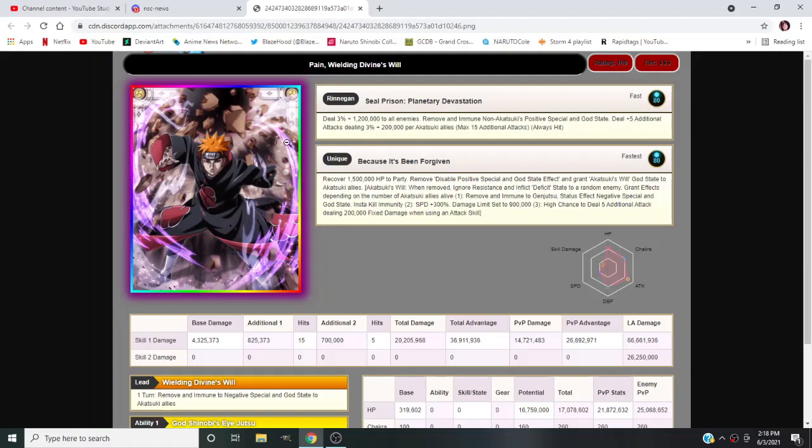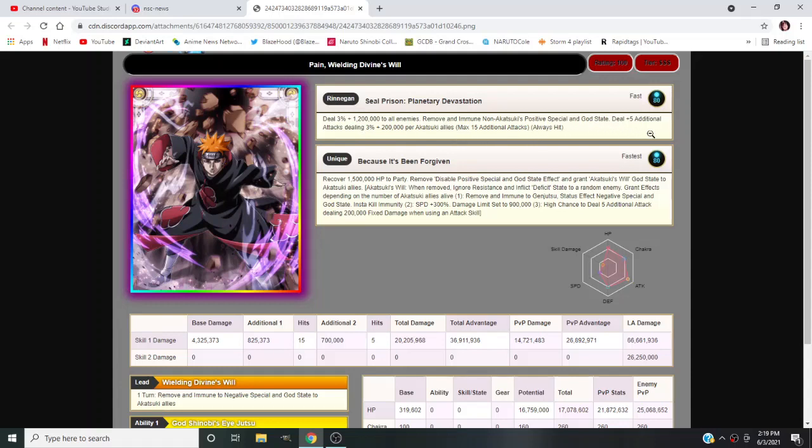But let's get into it now. He deals 3% plus 1.2 million to all enemies, removing immune to non-Akatsuki positives and God State special, no deal. I cannot read. What is wrong with me? I'm going to reread this whole first line because there's something wrong with me right now. I'm out of it today, I guess. Deal 3% plus 1.2 million to all enemies, removing immune to non-Akatsuki's positive special and God State.